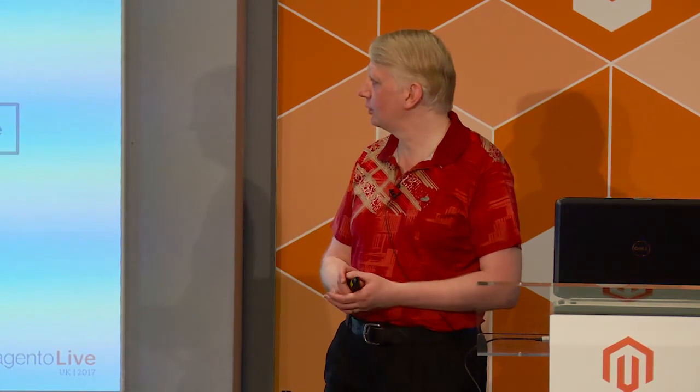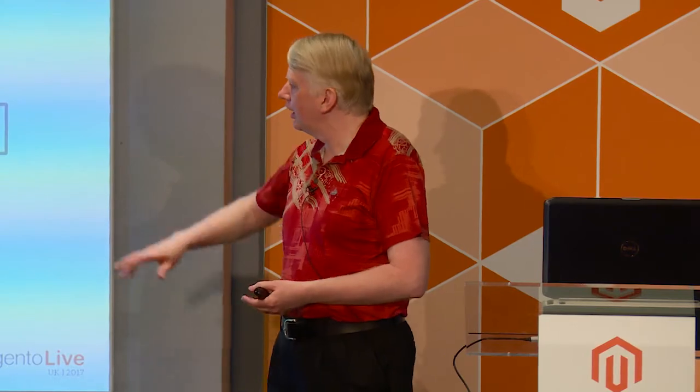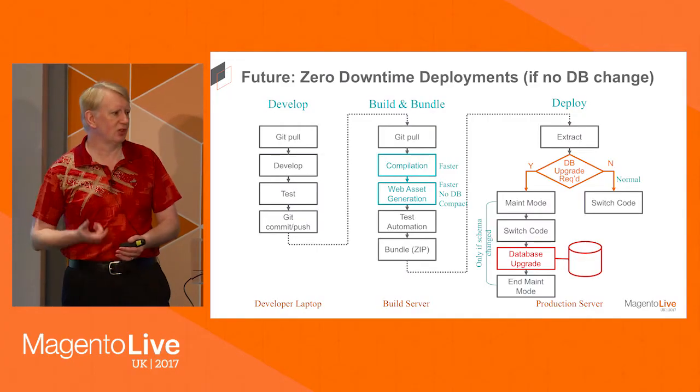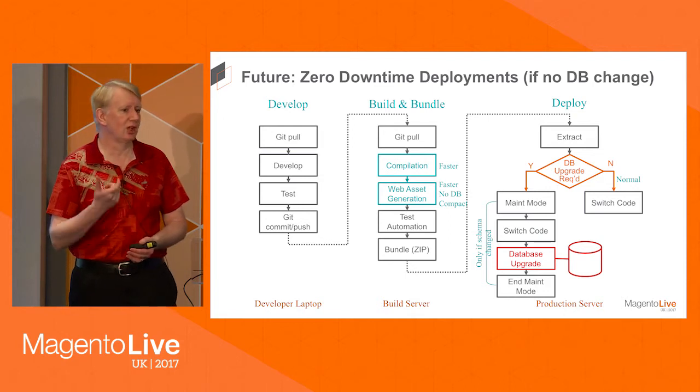But there is a step further we'd like to go. This is not in 2.2. We may get it into a 2.2 patch if we can, but it's not fully there yet. Which is, we'd love to get a check in this deployment process to check if the database needs a schema upgrade.